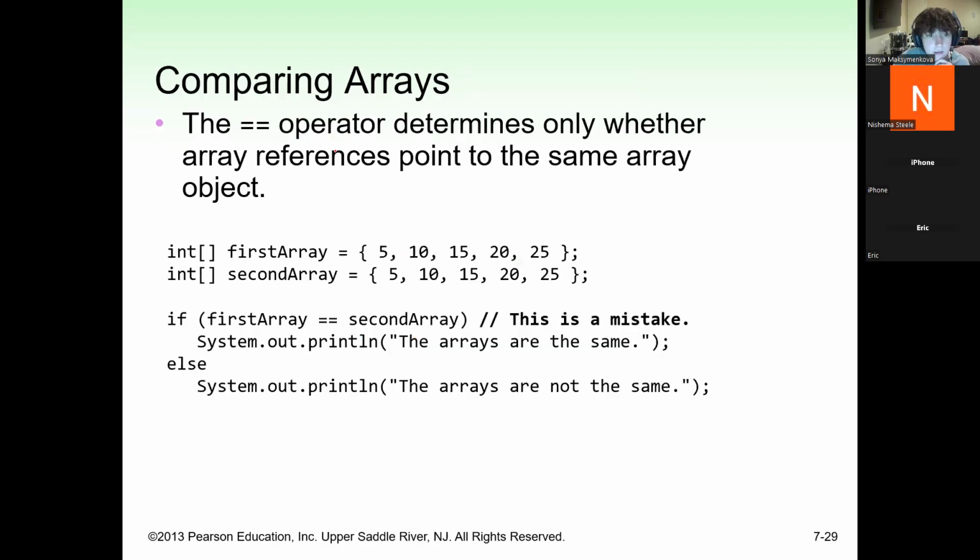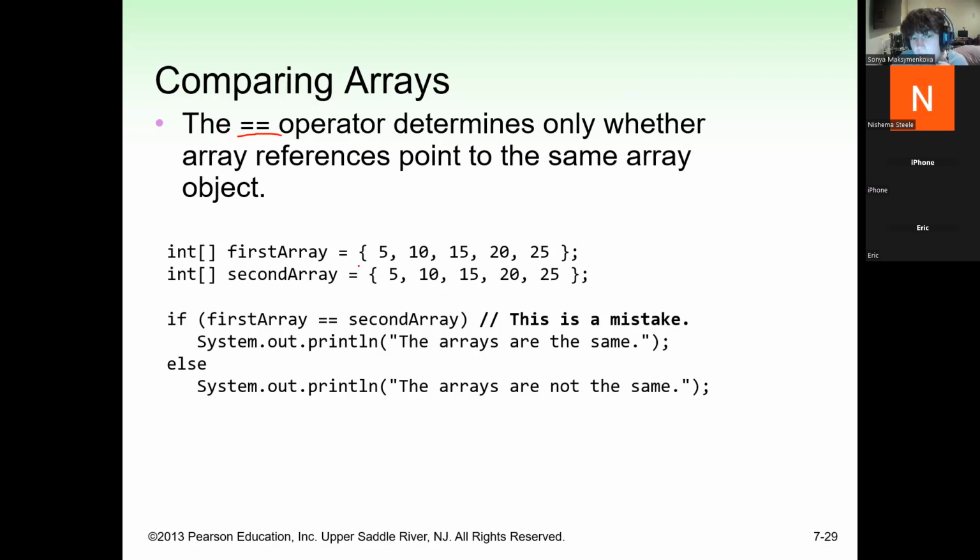Again, this equal sign operator will not tell you if your arrays are the same. Remember when we talked about objects, if you go back to the video for chapter 6, I talked about comparing two objects, and the equal sign will not compare the two objects for you. It will only compare if the addresses of those arrays are the same.